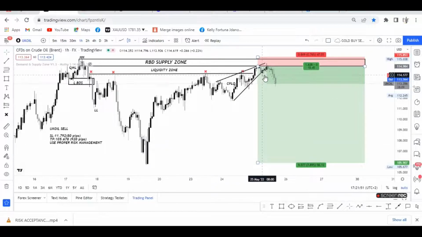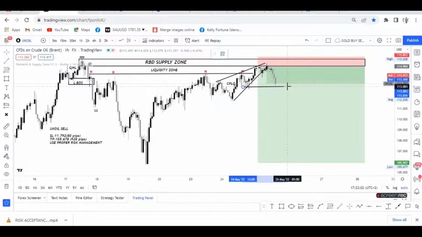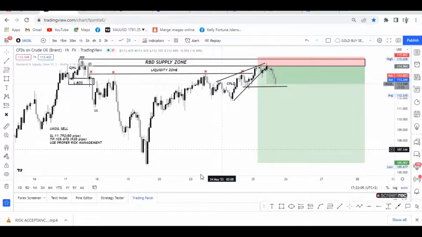Once we have these levels, something like this level here will be a significant level to break. So once the market breaks this level right here, then we can move our stop loss to break even. For now, we'll just keep it like that.